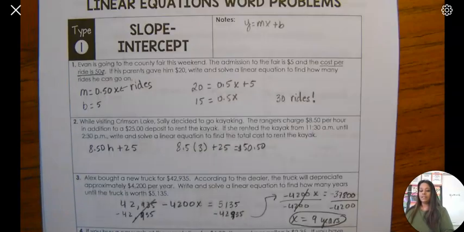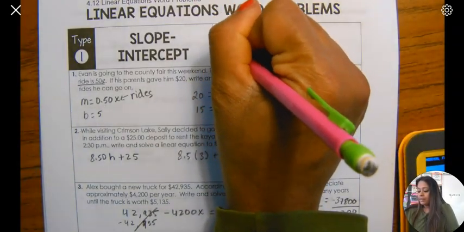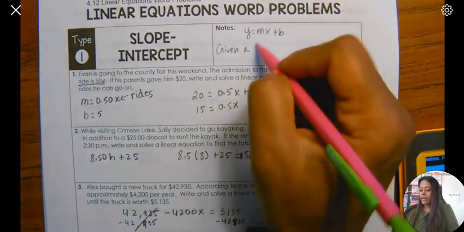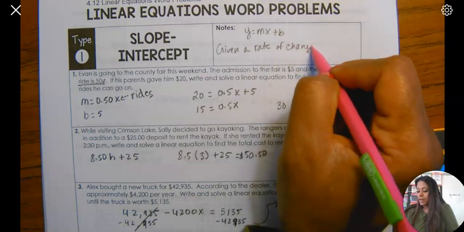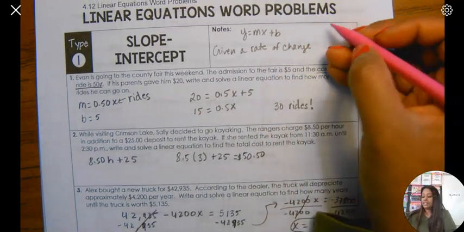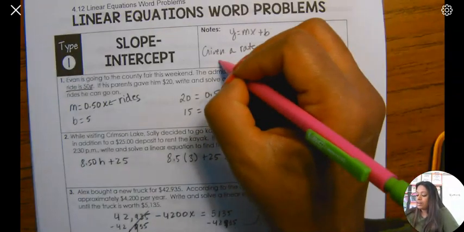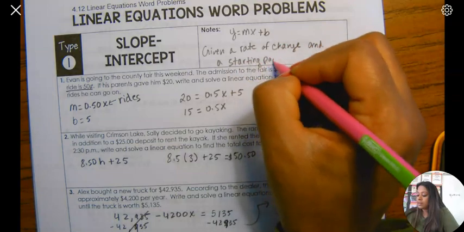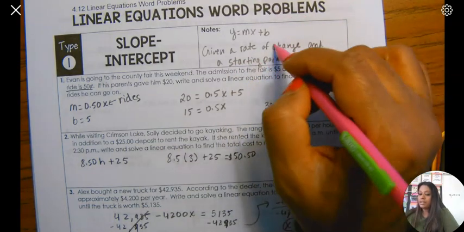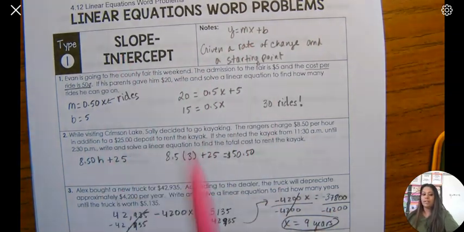Okay, so that's the first type of problem. So basically, when you're given a rate of change, how your equation is moving, and a starting point, basically your slope and y-intercept, you can use this method right here.